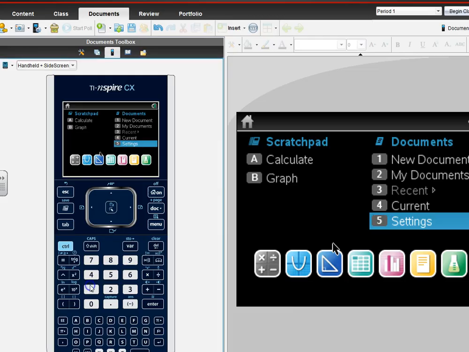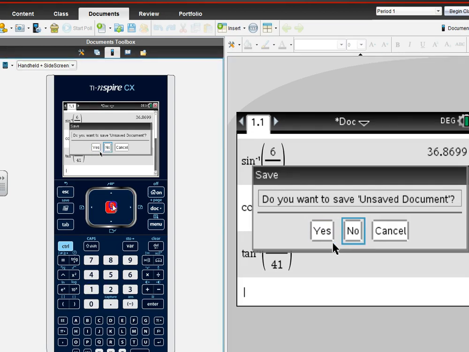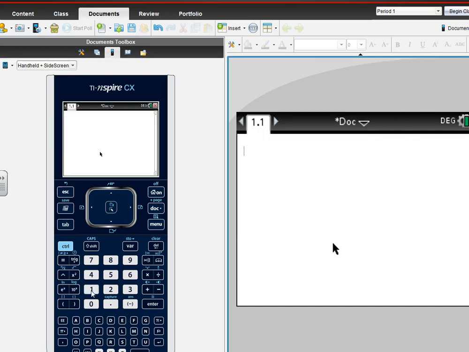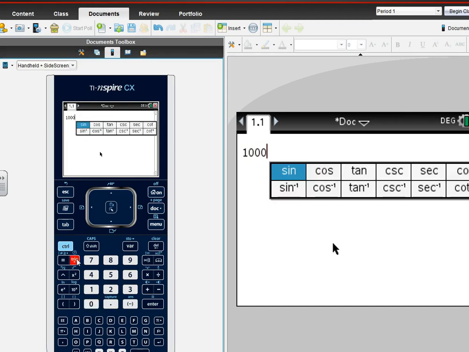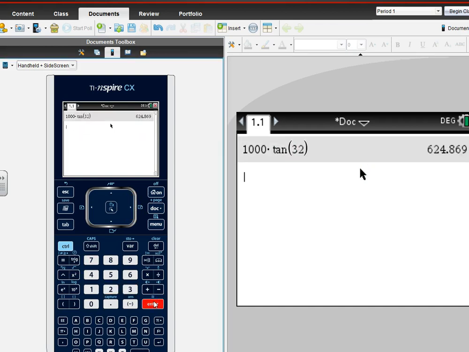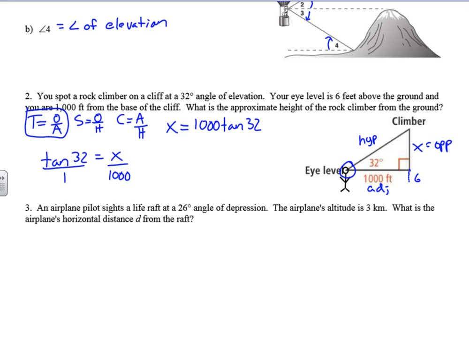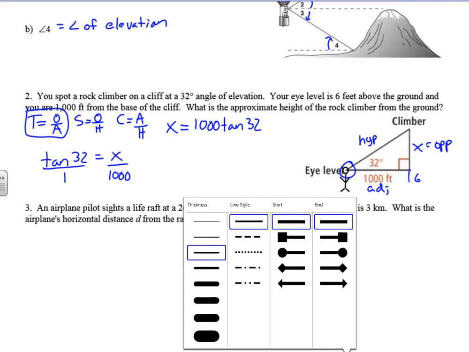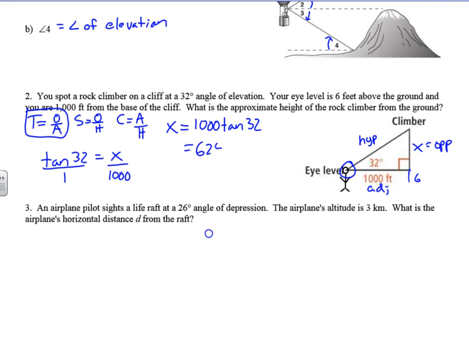So let's get a new document here. I don't want to save that. I'm going to get a graphic. So 1,000 times the trig button, the tangent, of 32 is 624.869. And now remember we need to add on to that 6 feet there.